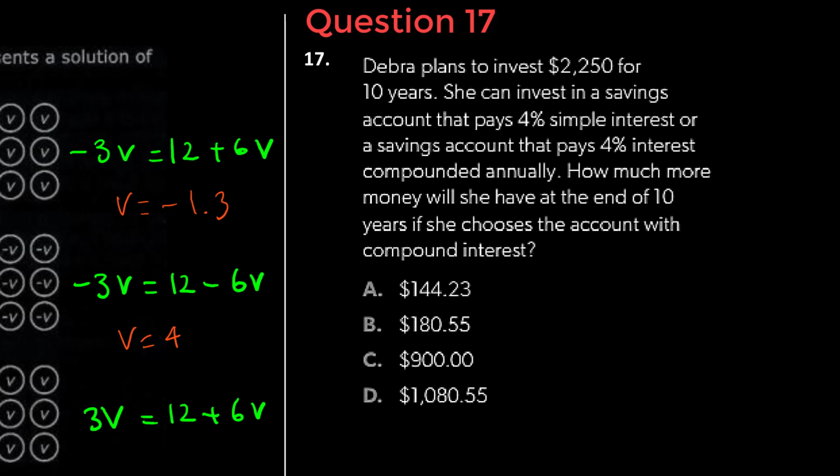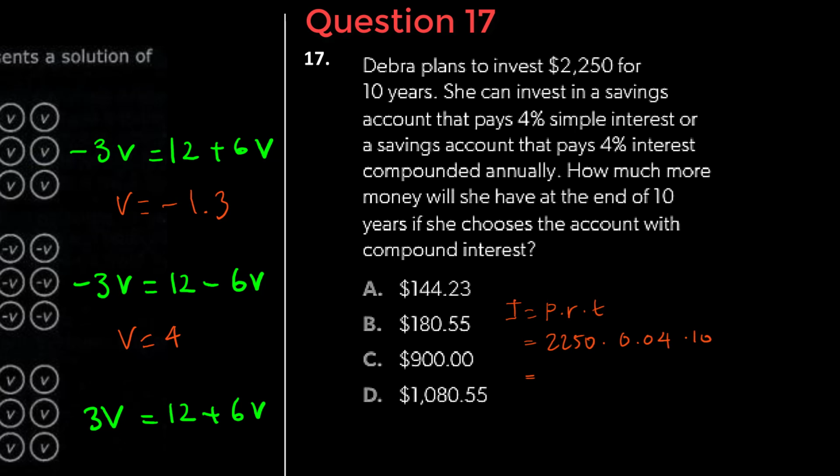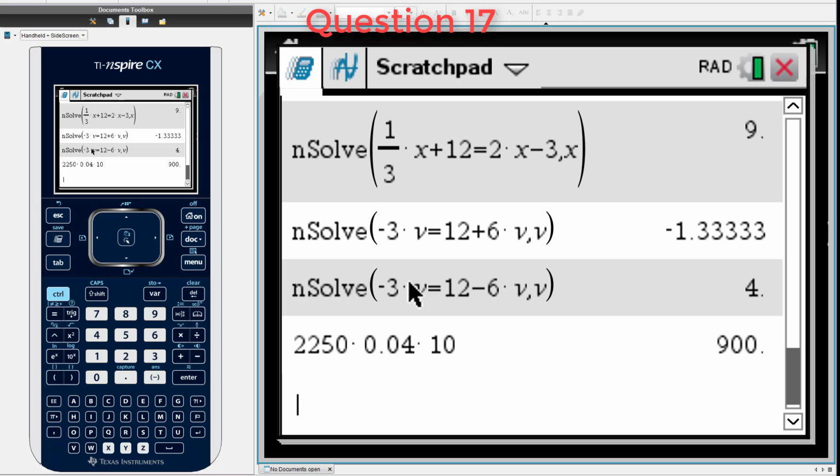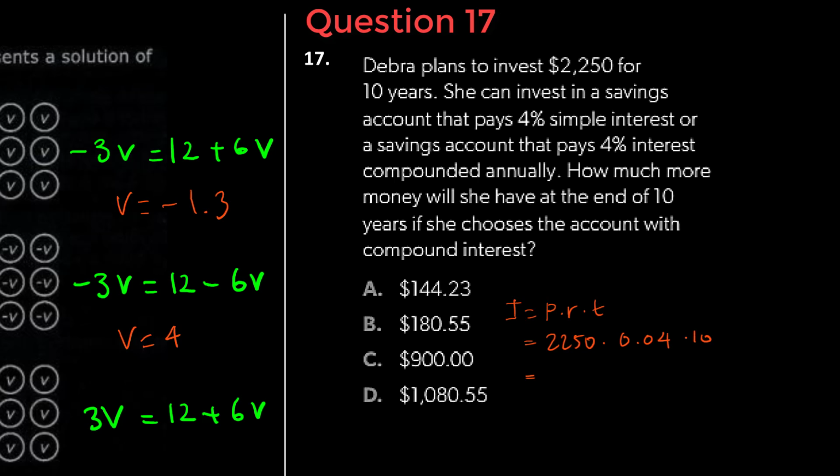Question 17 asks us about a comparison of Deborah investing in simple or compound interest. In 10 years, Deborah will have $900 interest accumulated in her bank account. So the total amount of money that she will have will be $900 plus the initial investment $2,250, which will be $3,150 at the end of 10 years if she has simple interest.